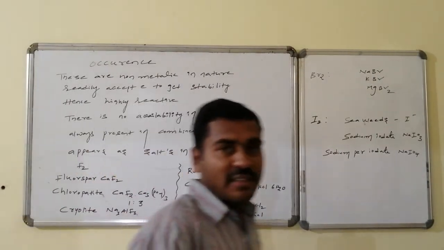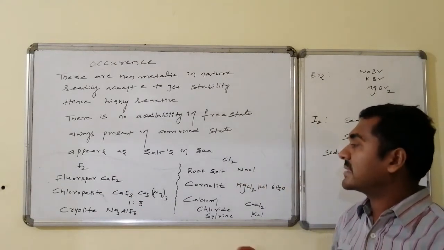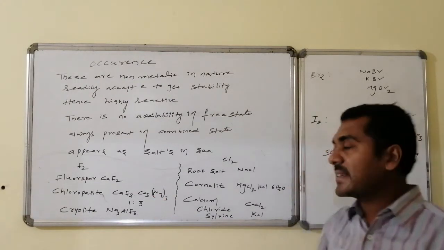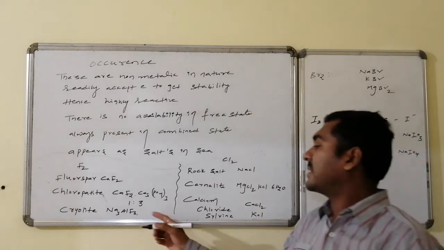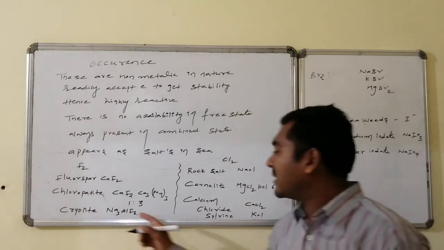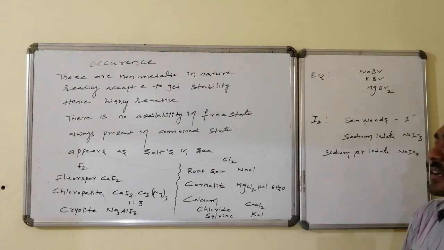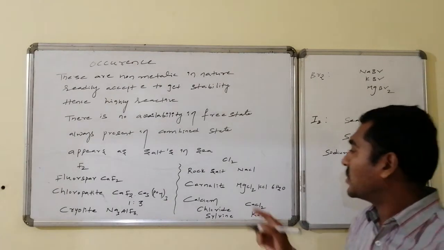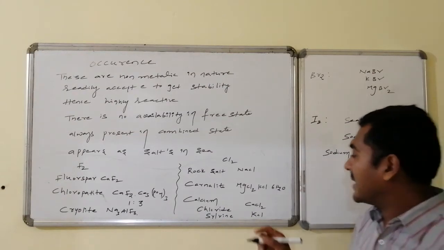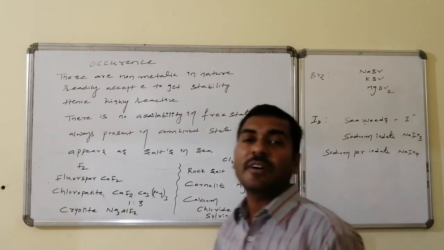Availability of halogens in nature. Fluorine is available in the form of fluorspar, that is calcium fluoride, fluorapatite, a 1:3 ratio of calcium fluoride to calcium phosphate, and cryolite, Na3AlF6, which is nothing but aluminium fluoride and sodium fluoride combined in a 3:1 ratio. And chlorine is available in seawater as rock salt, sodium chloride, carnallite, MgCl2·KCl·6H2O, calcium chloride, CaCl2, and sylvine, that is potassium chloride.